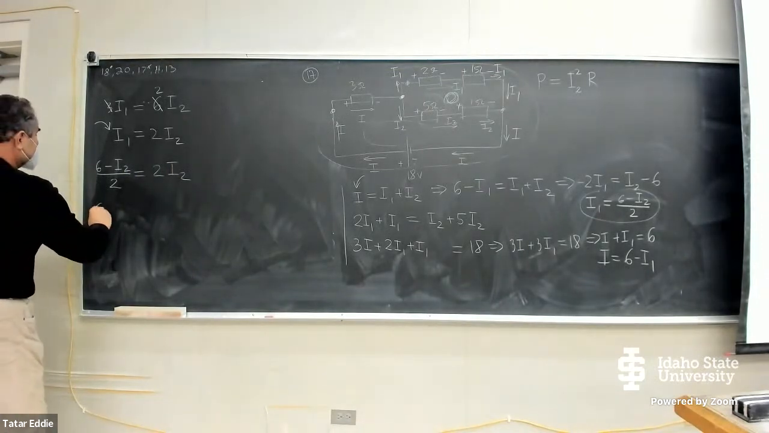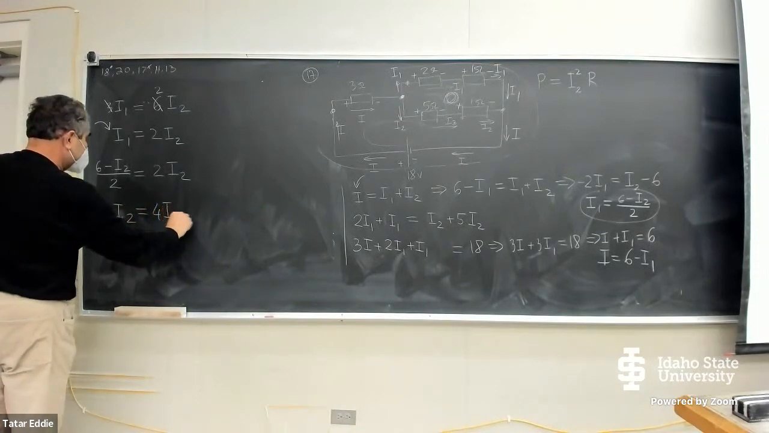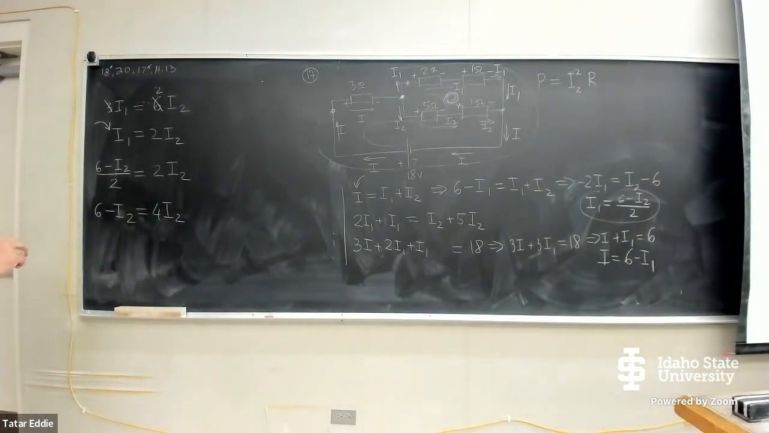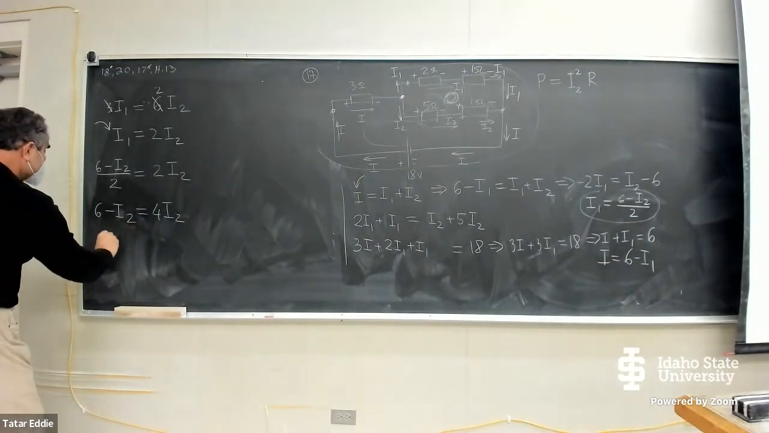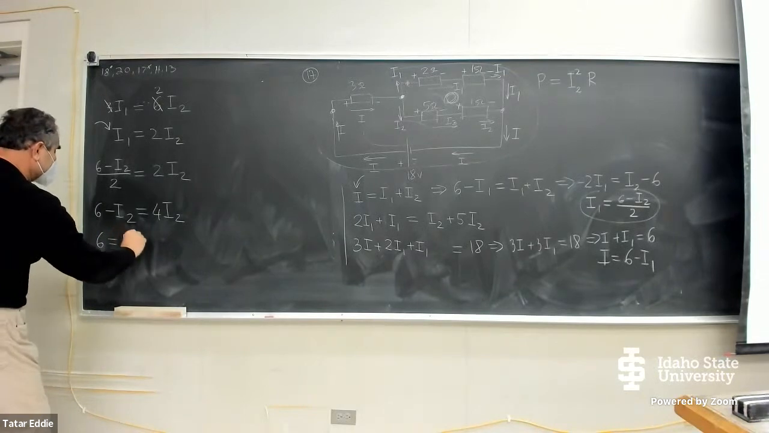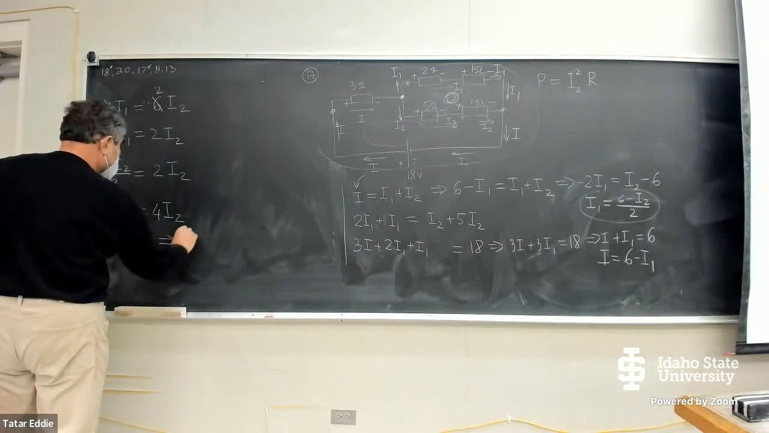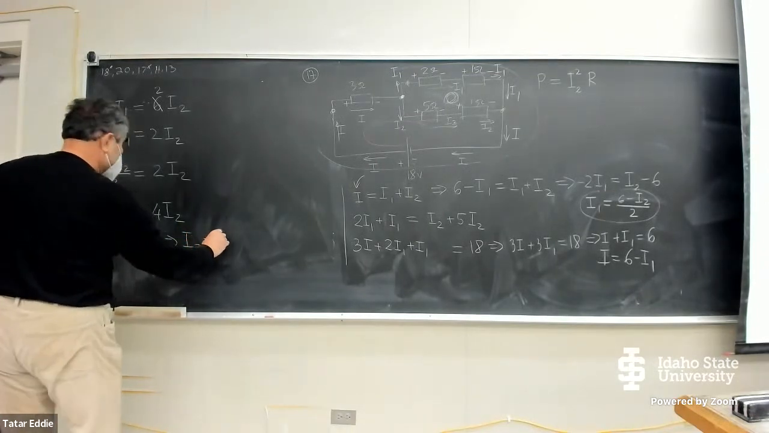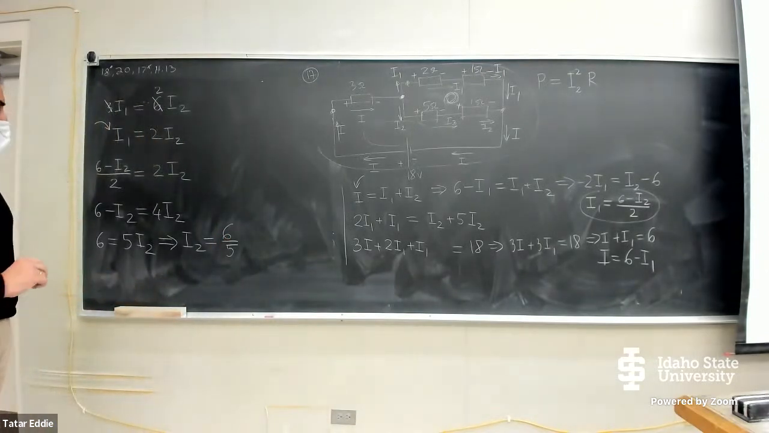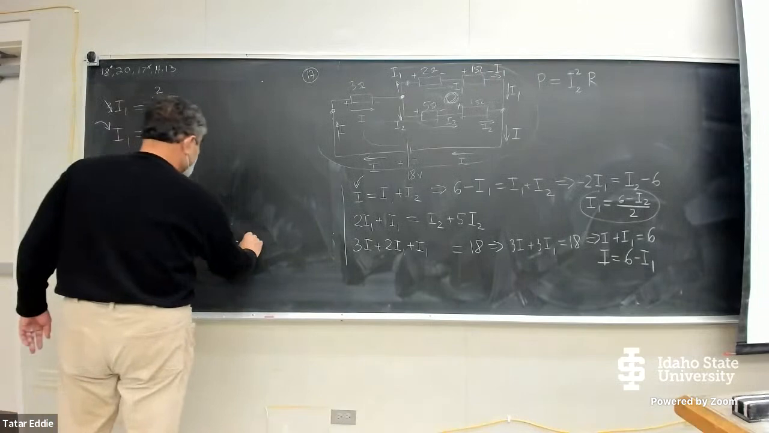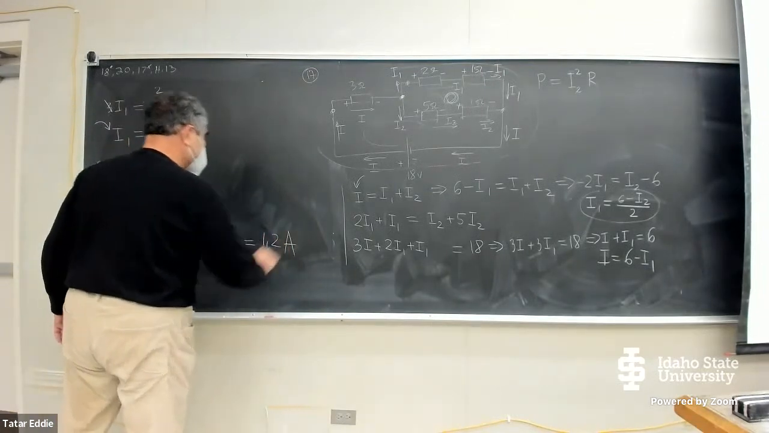Rewrite this as 6 minus I2 is equal to 4 times I2. Put the terms on one side of the equation, and you're going to get 6 is equal to 5 times I2. And therefore, I2 is equal to 6 divided by 5. In other words, I2 is equal to 1.2 amperes.